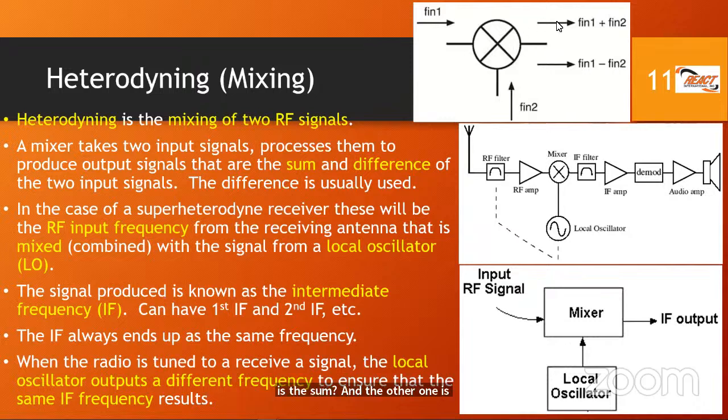One is the sum, and the other one is the difference. So you add the two frequencies together and you get an output, and then you subtract the two frequencies, one from the other, and you get another frequency. So these are the two outputs.